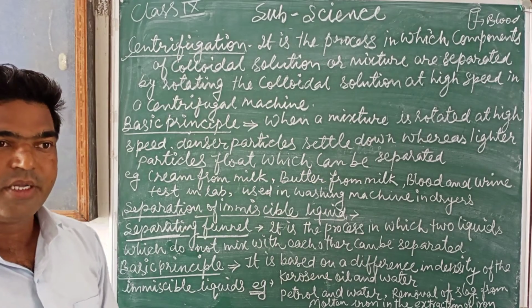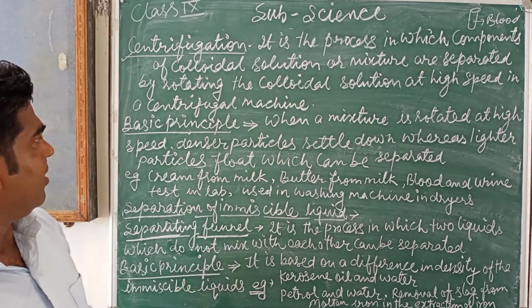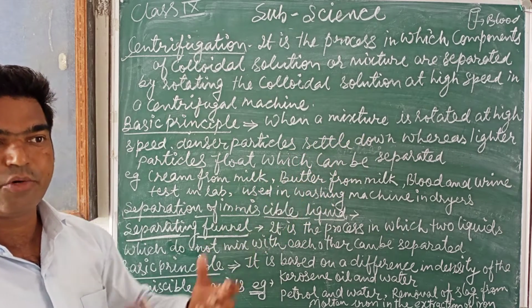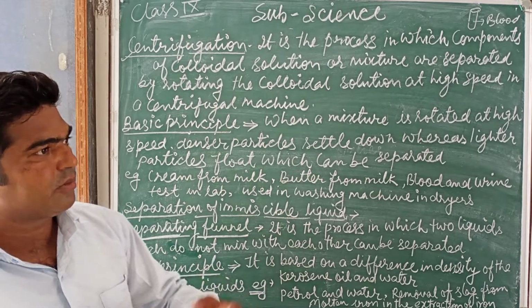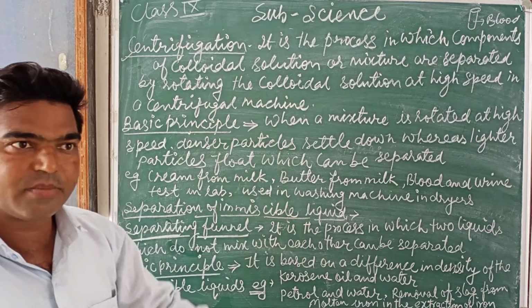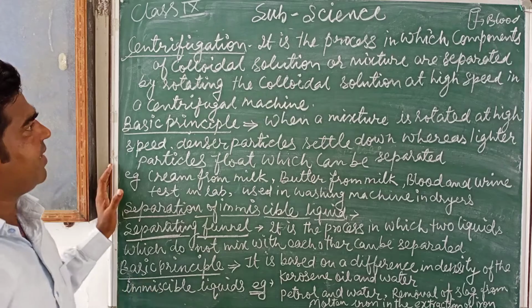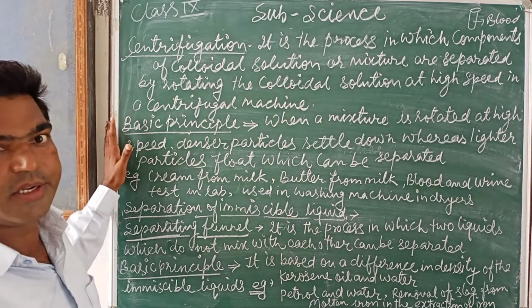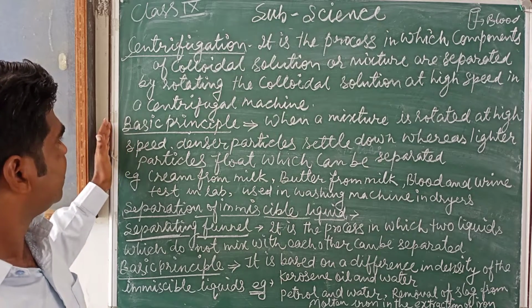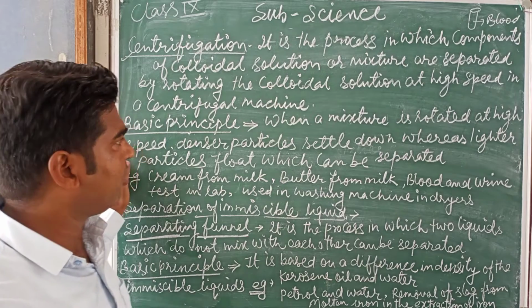Suppose in blood or milk, a colloidal solution of blood, the blood is rotated at a very high speed. So the floating part can be separated, and the heavier part settles down at the bottom in a test tube. So it's a very important method in medical science or the medical field. This method is mostly used in the pathological lab or laboratory.